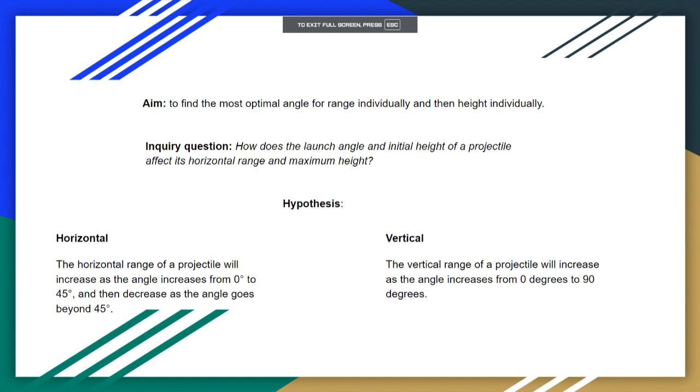My hypothesis is that the horizontal range of a projectile will increase as the angle increases from 0 to 45 degrees, and then decrease as the angle goes above 45 degrees. The vertical range of a projectile will increase as the angle increases from 0 degrees to 90 degrees.